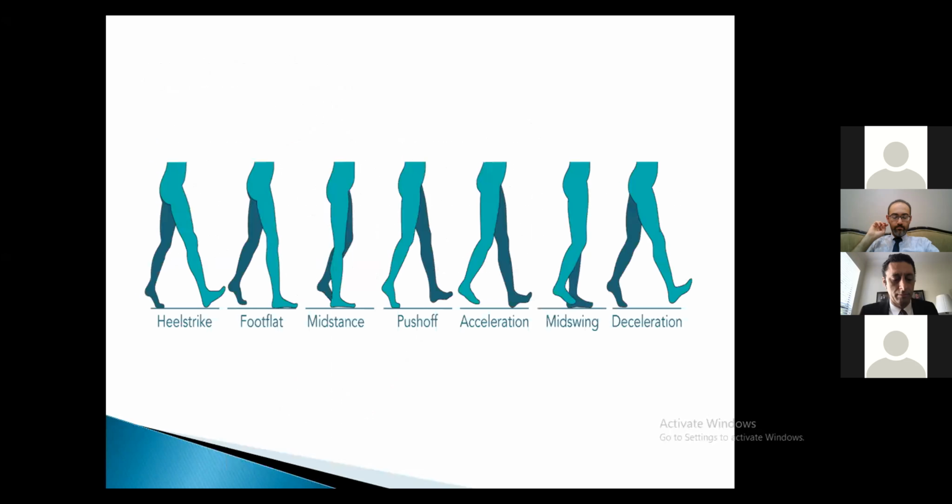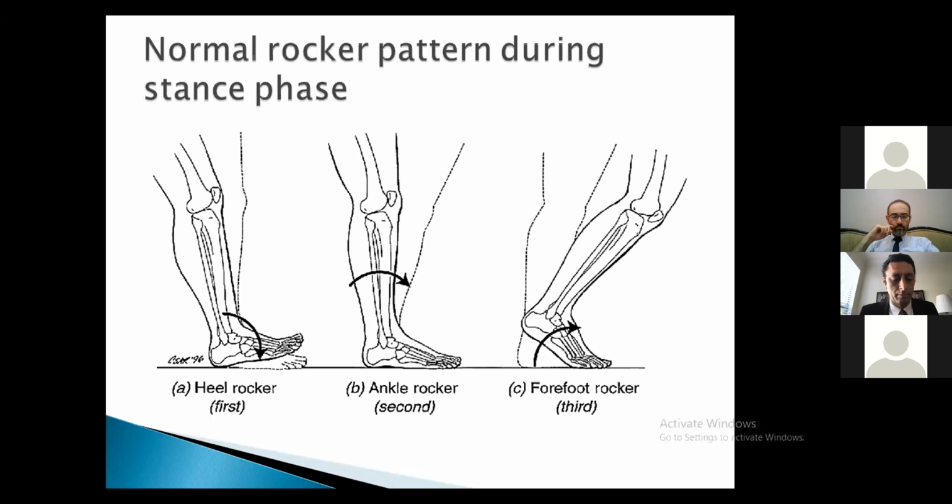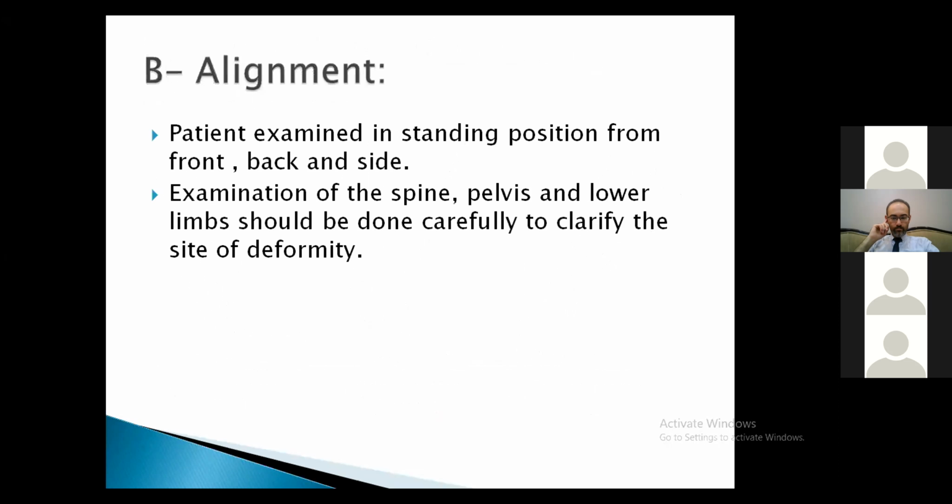This is the normal cycle. First, stance phase: heel strike, foot becomes flat, mid stance, then push off, then acceleration, then swing phase, mid swing, deceleration. This is what is called the normal rocker pattern during stance phase. Heel rocker first, then ankle rocker, where the tibia is rotated upon the talus, then the forefoot rocker, the third and the last. This is the normal rocker pattern during stance phase.